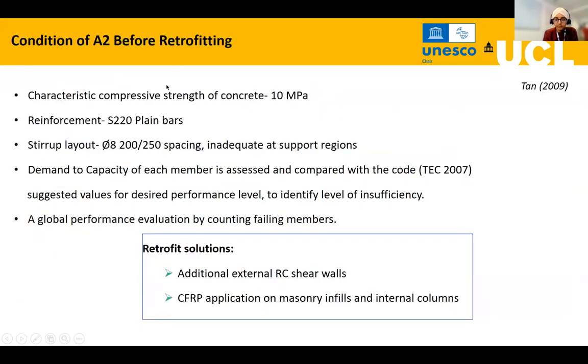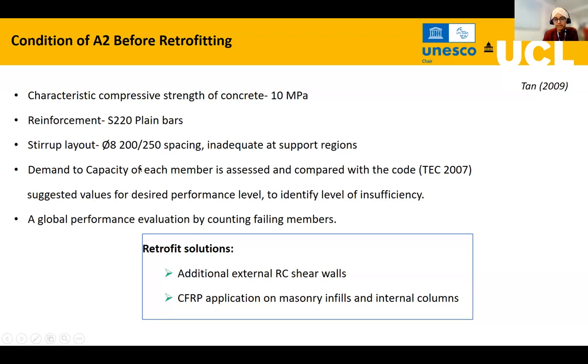So the initial assessment of A2, revealed through some material testing and some analytical studies on simplified models, suggested that it was deficient for the most modern seismic codes, the Turkish earthquake code of 2007, through a demand to capacity assessment at member level for each RC column and beam, and also through a global performance evaluation by counting all the failing members.